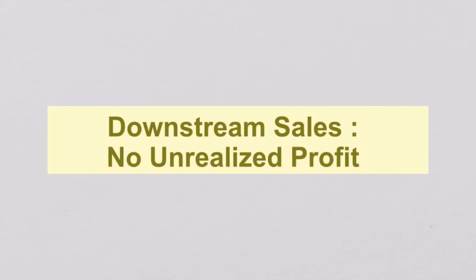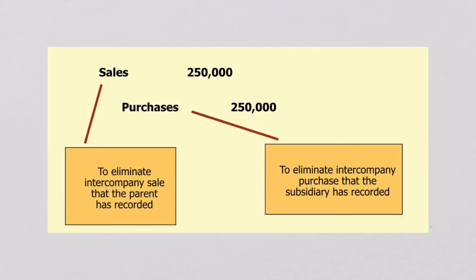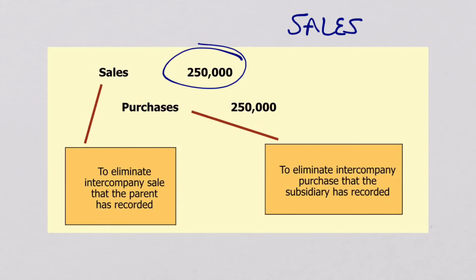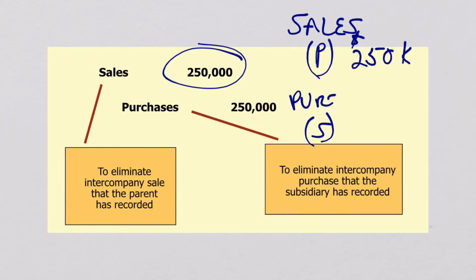This is on inventory, and now the first presentation where there's no unrealized profit. So it's simply act as if the sale never occurred. And what was the sale? Well, the sale was a total of $250,000 of a sale that was a credit on the parent's books. This is downstream. So the parent had recorded a sale of $250,000. So since they had recorded that as a credit, this is a debit, negating that sale. And then the subsidiary had recorded purchases as a debit in the amount of $250K.